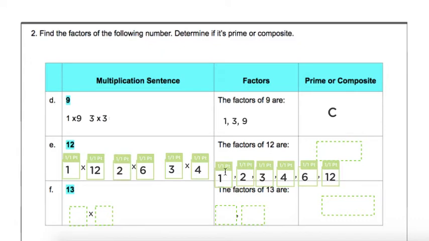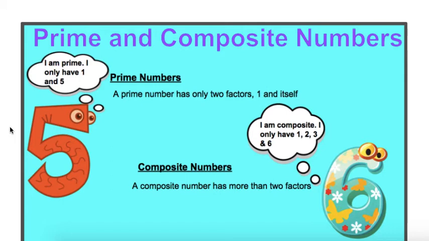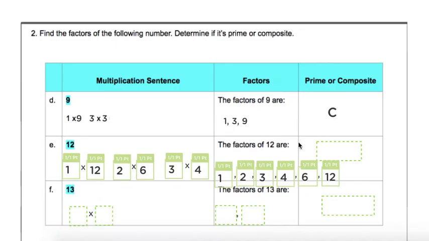First, let's count how many factors we have. 1, 2, 3, 4, 5, 6. Prime or composite? Let's look back at our anchor chart. We have 6 factors. If you said composite, you are absolutely correct. I know this because composite numbers have more than 2 factors, and we found 6 factors for the number 12.